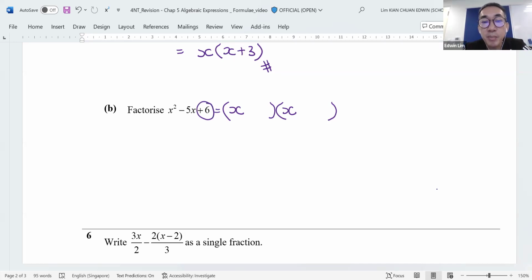Plus 6, what are the different factors? 1 times 6, negative 1 times negative 6, negative 2 times negative 3, and lastly, 2 times 3. I have 4 sets of answers. So how do I know which set I have to use? So I have to do the next step. I will need to add both factors. So 1 plus 6, I will get 7.